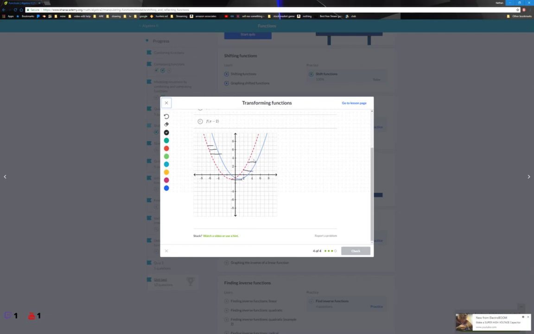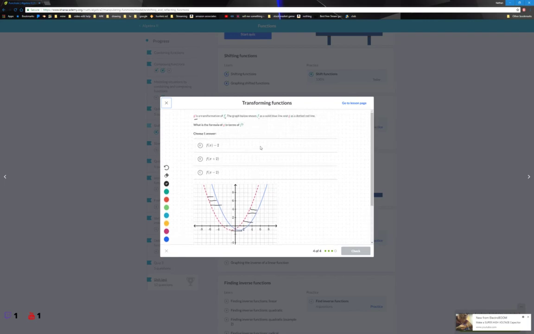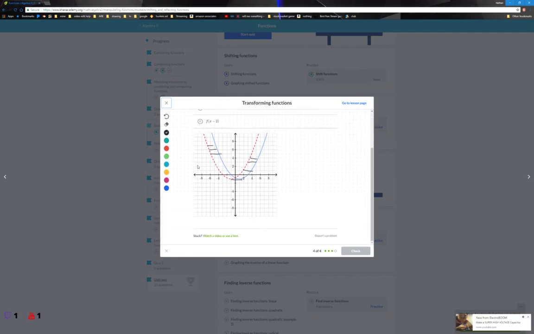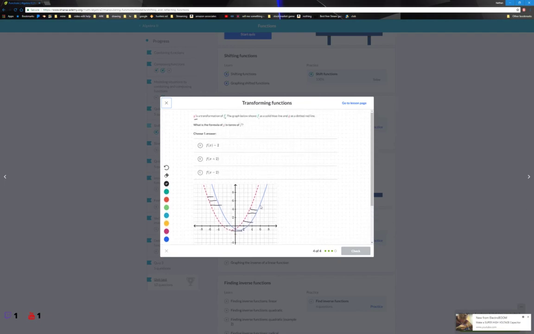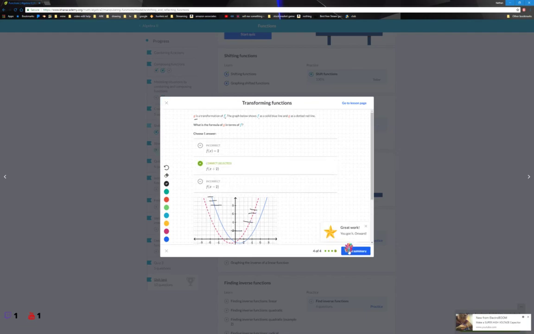It's a horizontal shift, so it's going to go inside. And for normal horizontal shifts, you subtract. So to get from f to g, it's a shift of -2. But if you subtract, it should be +2. Let's see if I'm right. And there we go.